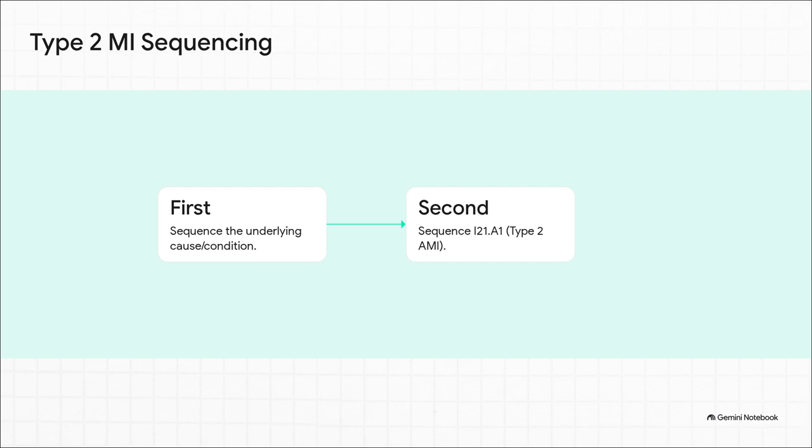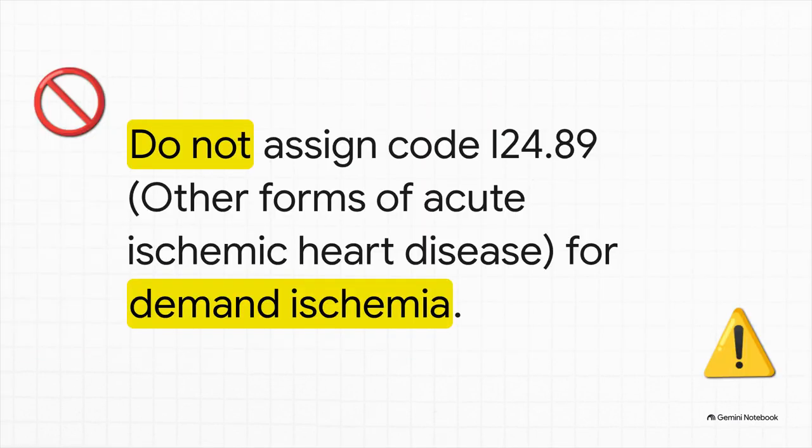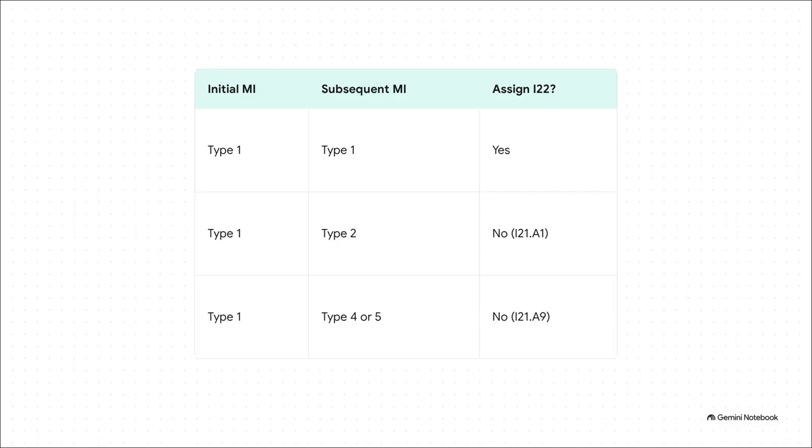For a Type 2, you must always, and I mean always, sequence the underlying condition driving that oxygen starvation first. So if severe anemia caused the Type 2 MI, the anemia code takes slot number 1, followed immediately by I-21.A1 in slot 2. Now, listen up, because this is a massive coding trap. When a provider writes demand ischemia, do not even think about assigning code I-24.89 for other forms of acute ischemic heart disease. The guidelines are crystal clear here. You code demand ischemia directly as a Type 2 MI using I-21.A1. No exceptions.